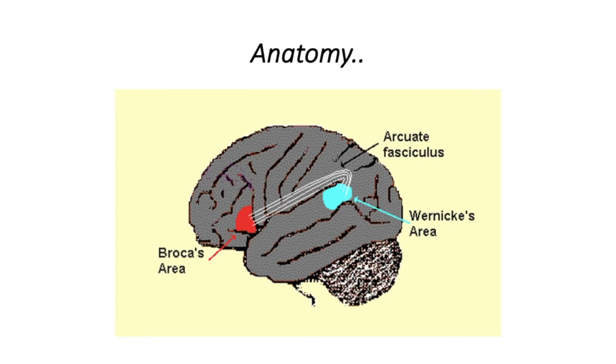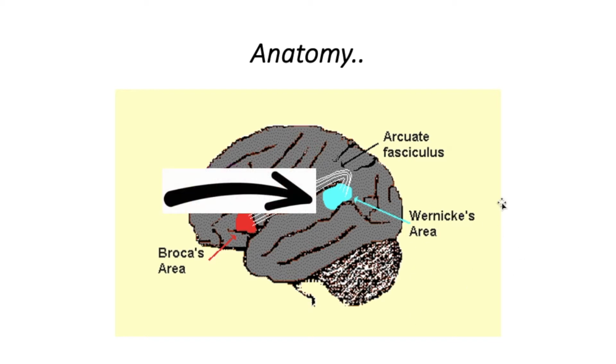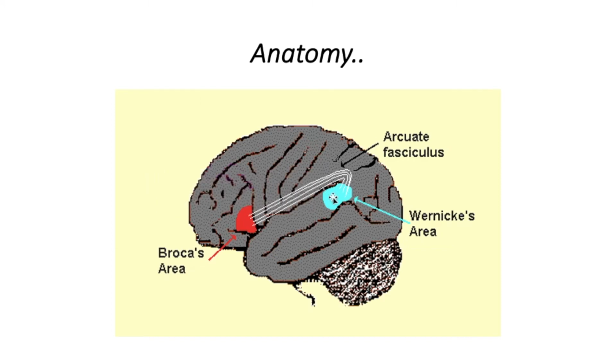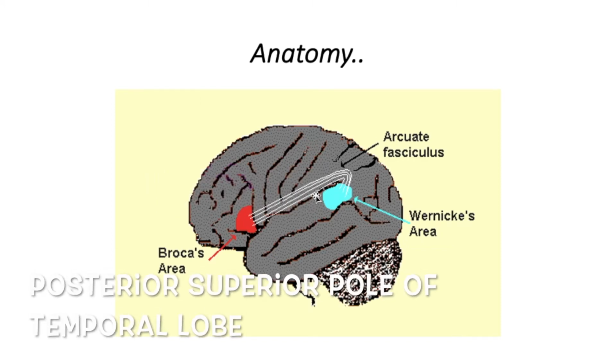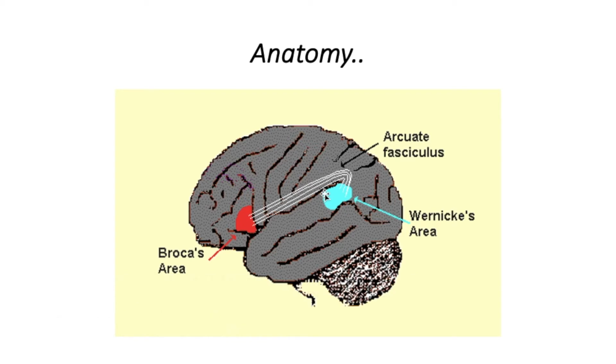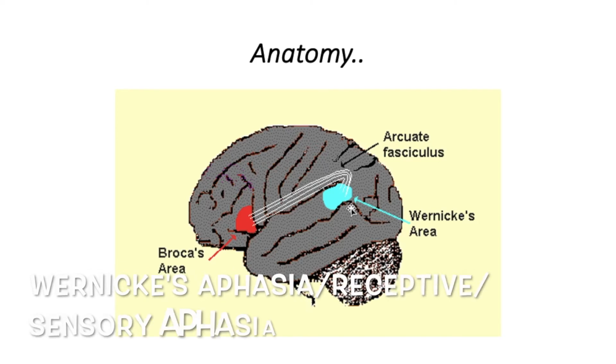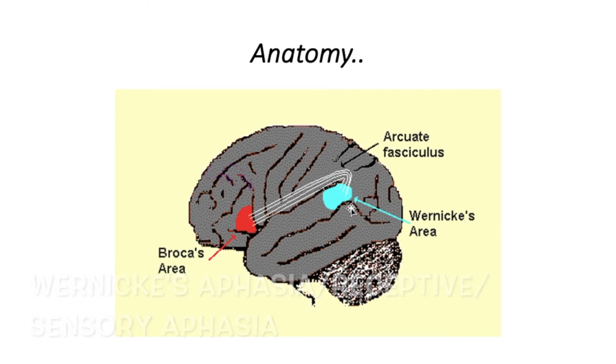To understand language and aphasia, you have to understand the basic anatomy. Firstly, we have what we call the Wernicke's area. The Wernicke's area is typically located in the temporal lobe, particularly the posterior superior pole, as you are seeing there, which is primarily responsible for language comprehension, which we have already discussed. Thus, if the Wernicke's area is affected, we call it Wernicke's aphasia, or receptive aphasia, or sensory aphasia.